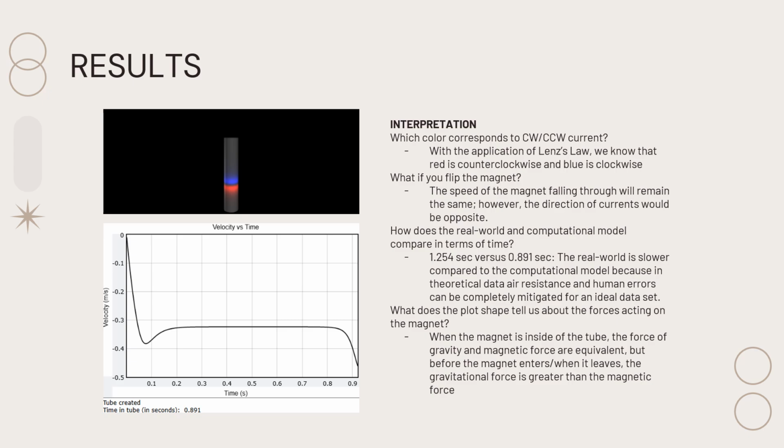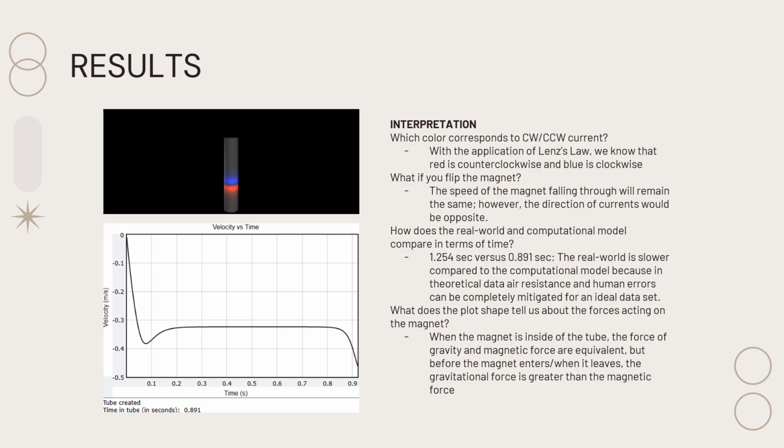So for interpretation, what color corresponds to the counterclockwise and the clockwise current? Because we apply Lenz's law, we know that the red is counterclockwise and the blue is clockwise. So what happens if you flip the magnet? The speed of the magnet falling through will actually remain the same. However, the direction of the currents would be opposite because you're changing the north and south.